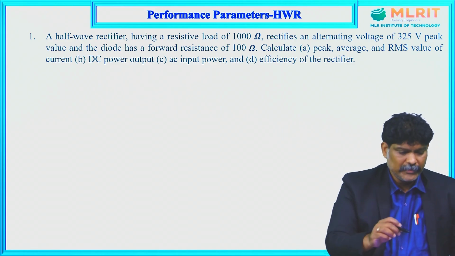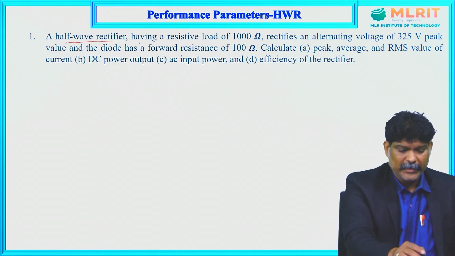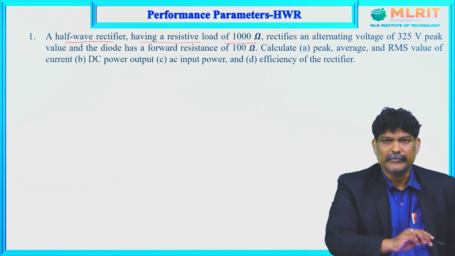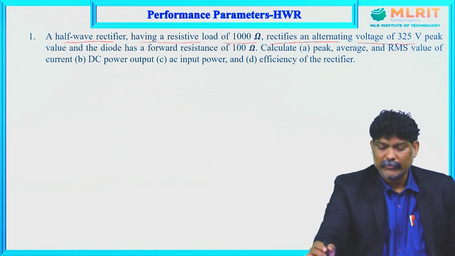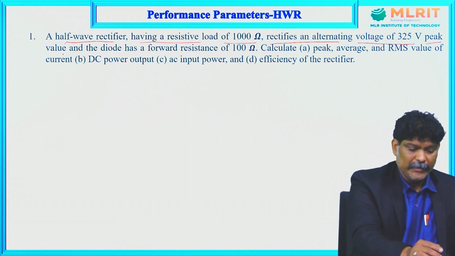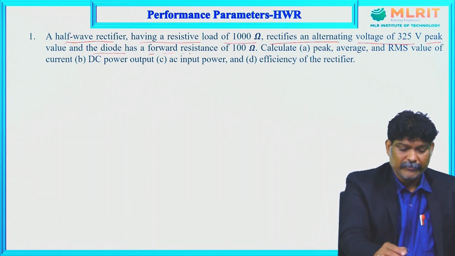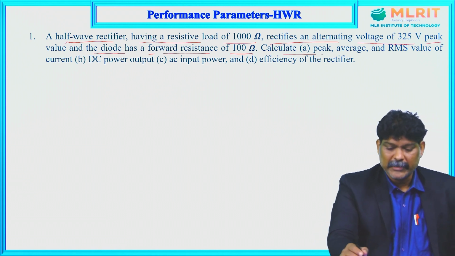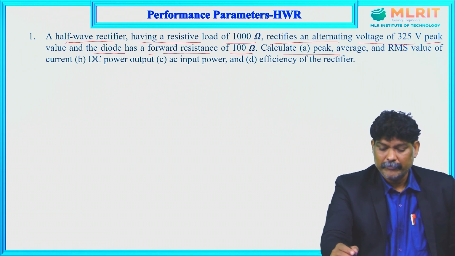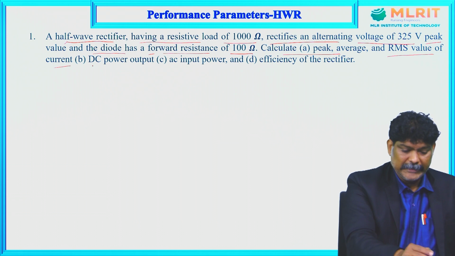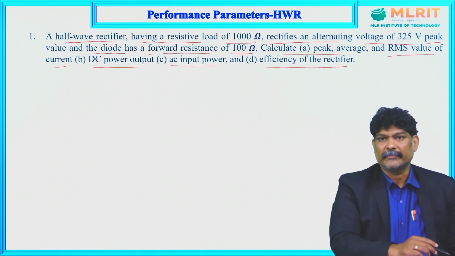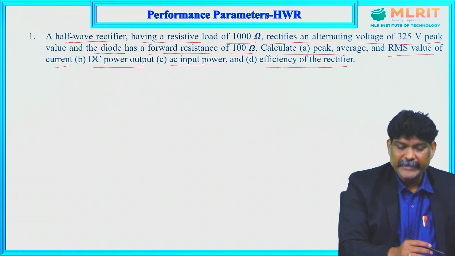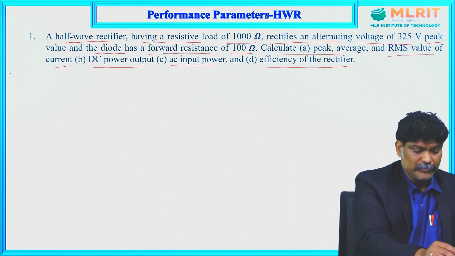So first one: a half-wave rectifier having a resistive load of 1000 ohms rectifies an alternating voltage of 325 volts peak value, and the diode has a forward resistance of 100 ohms. Calculate peak, average and RMS values of current, DC power output, AC input power, and efficiency of the rectifier. So this is the basic model. So how to do this problem?